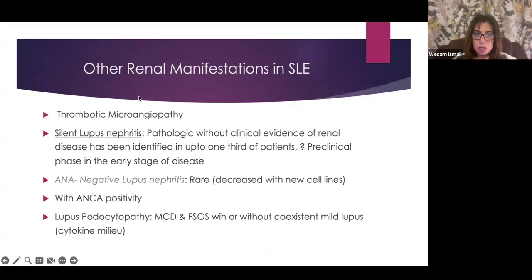We know that patients have thrombotic microangiopathy. This is the commonest other renal manifestation that we see than GN. We have silent lupus nephritis, and we're going to talk about it. We have ANA negative lupus nephritis.